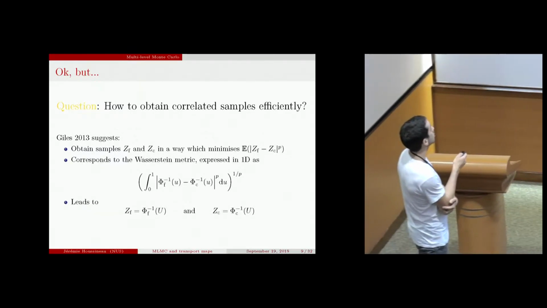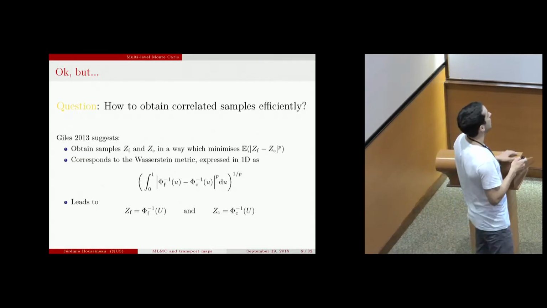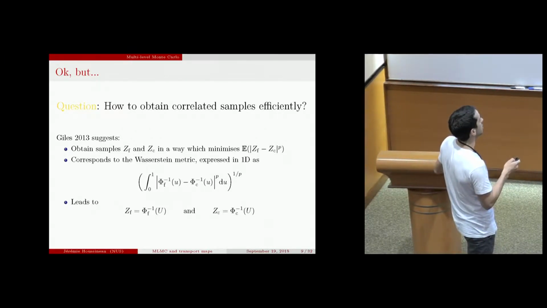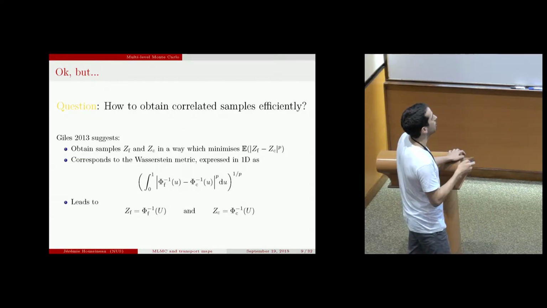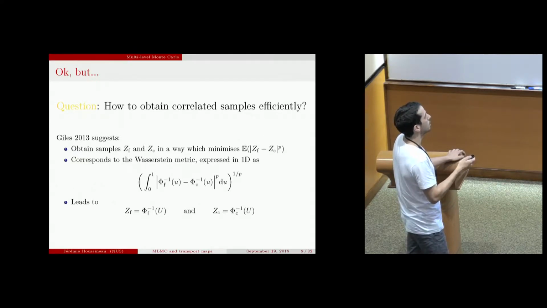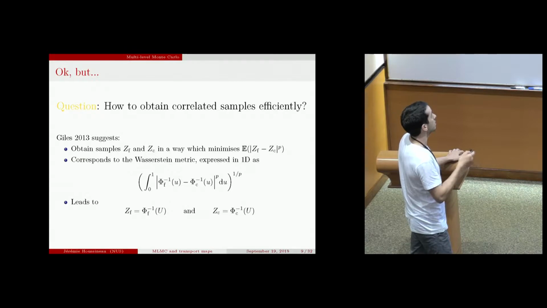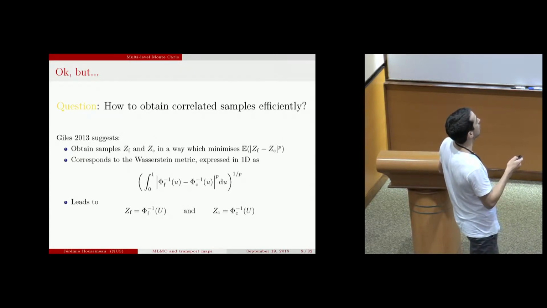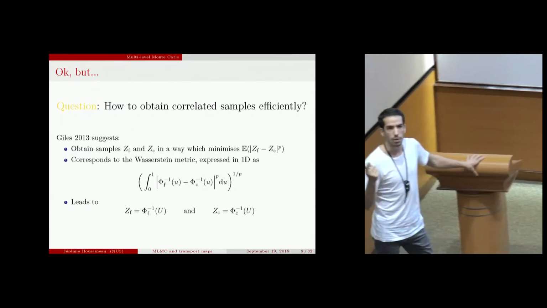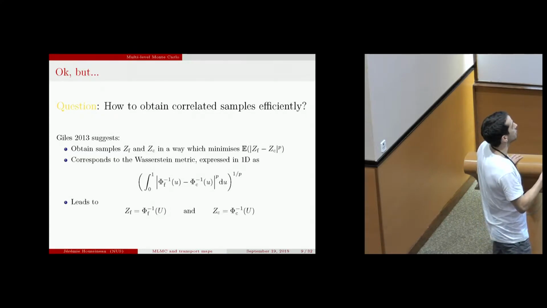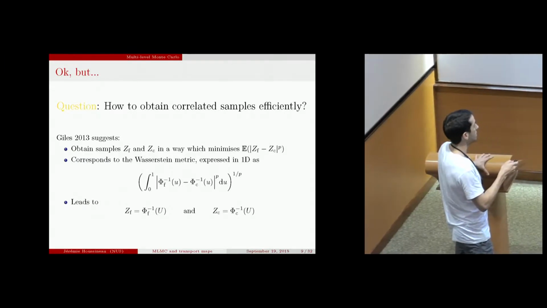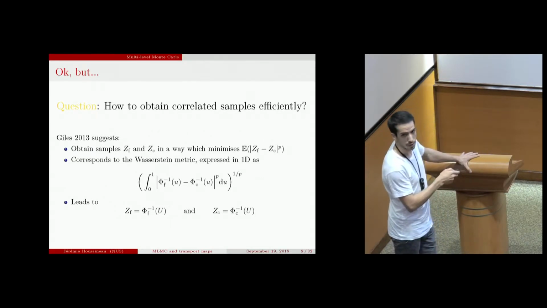But quite early on, Giles, who also suggested those multi-level ideas, mentioned that we can try to minimize the Wasserstein metric, and in 1D this is just doing this, which we know, right? If we have the CDF here, let's say this is a fine discretization and this is a coarse discretization, this is the Wasserstein metric in 1D. This corresponds to the idea of sampling one random variable from a uniform distribution, and taking the inverse of the CDF of the fine and the coarse discretization levels with the same random variable, and we obtain highly correlated samples, Z_C and Z_F.